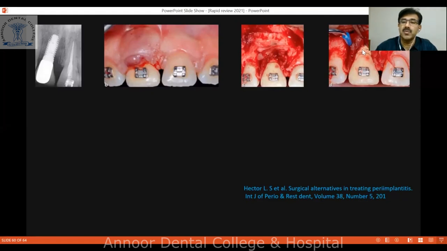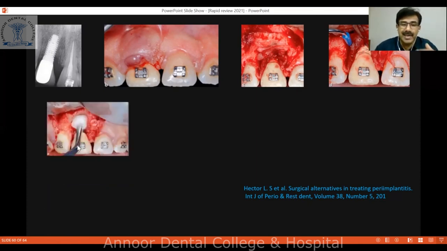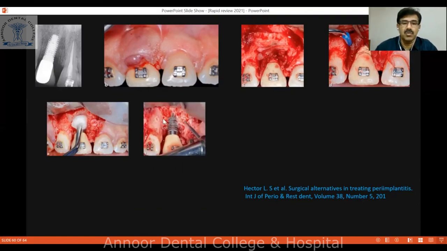You can see a lot of cement over here. So this cement is the one reason why a lot of bone loss has occurred. And they have cleaned that and applied antimicrobials there. They've cleaned it with laser. And this is how it looks.